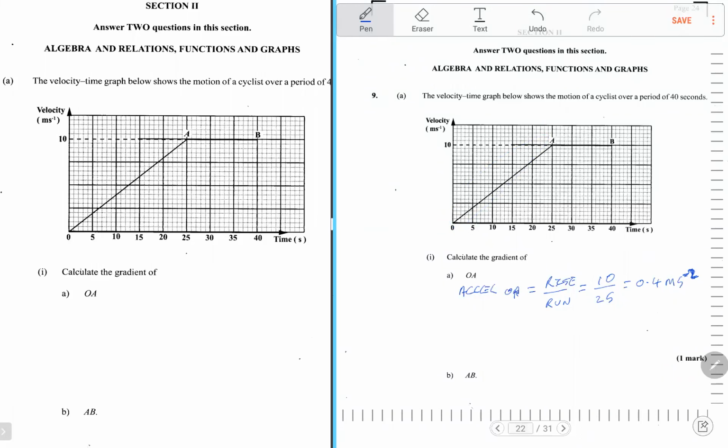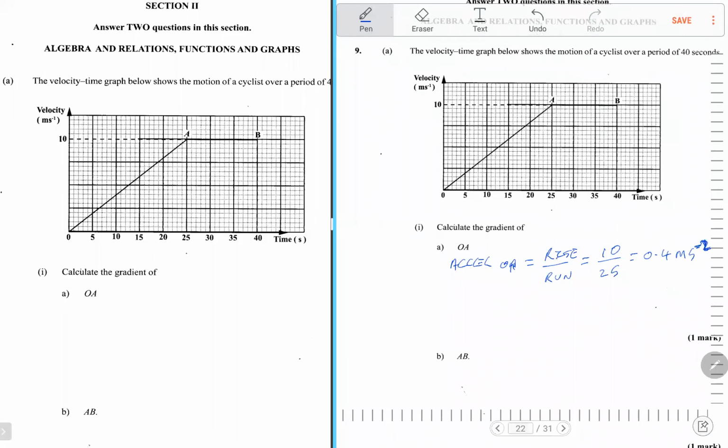Then I want the gradient of AB. It's a horizontal line, so the gradient is just 0. So on AB, the acceleration, which is also the gradient of AB, is equal to 0 because it's a horizontal line. There's no rise. Acceleration is 0 because he's going at a constant speed. All right, that is that.